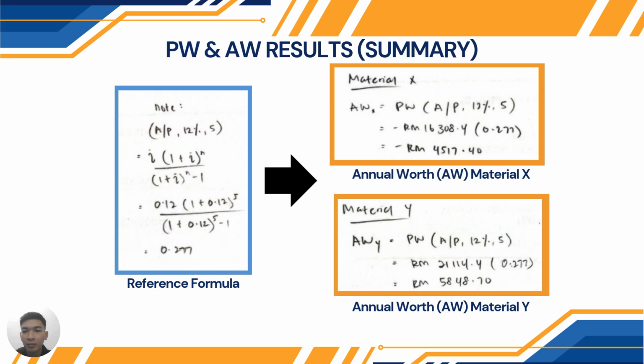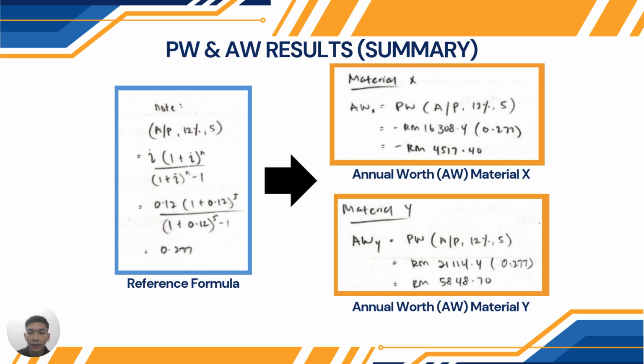Based on the PW and AW results, I strongly recommend choosing material X because, first, material X has a lower present worth compared to material Y, and this means that when all costs over the service life are converted to this value, material X requires less total investment. Second, material X also showed lower annual worth, and this indicates that the equivalent yearly cost of material X is lower, making it more economical for long-term operation.